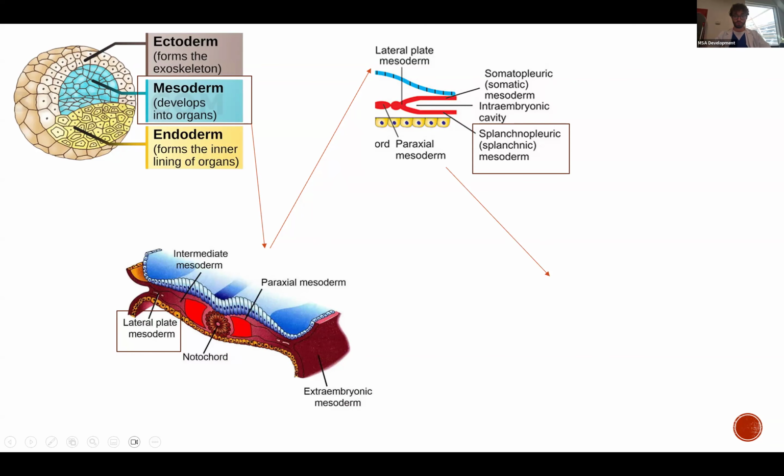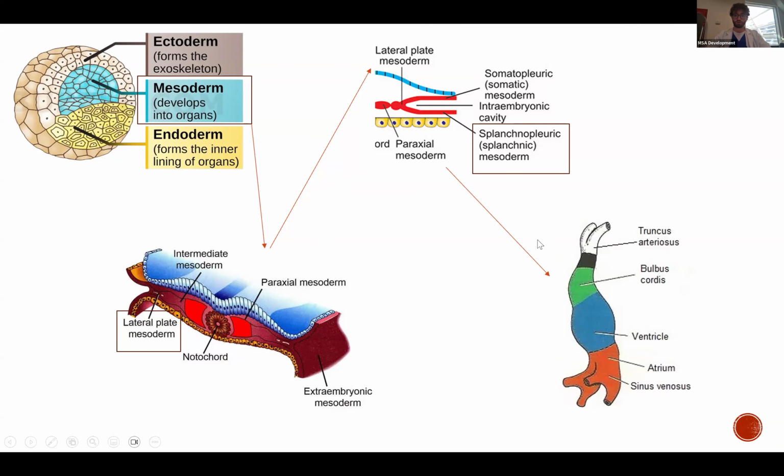Now, this splanchnic mesoderm is going to give us this structure right here. This is what we call a heart tube. Our hearts didn't just spawn into our bodies. They started from something, then they became into what we know as our final human heart. So after the splanchnic mesoderm differentiates even more, we're gonna get this heart tube. And guys, this diagram pretty much summarizes the whole lecture. I want you to remember it very well.